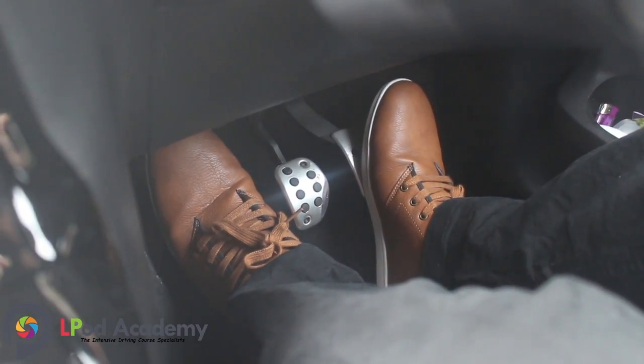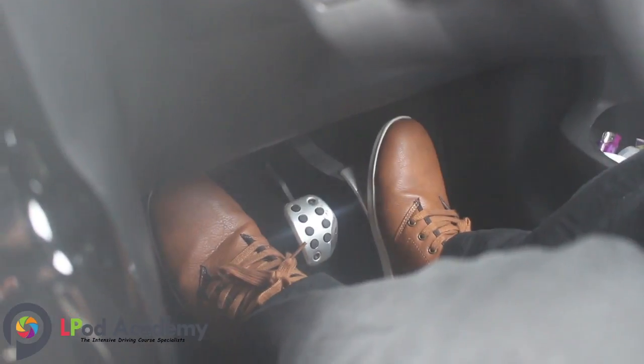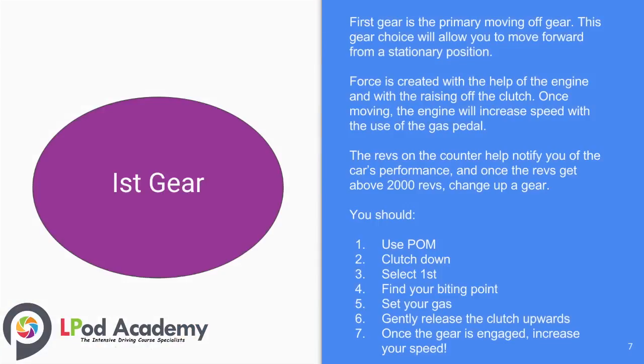and set your gas. You should gently release the clutch upwards until the car starts moving. Once it starts moving, this is what we call engaged, and once the gear is engaged, you can increase your speed with the gas pedal.